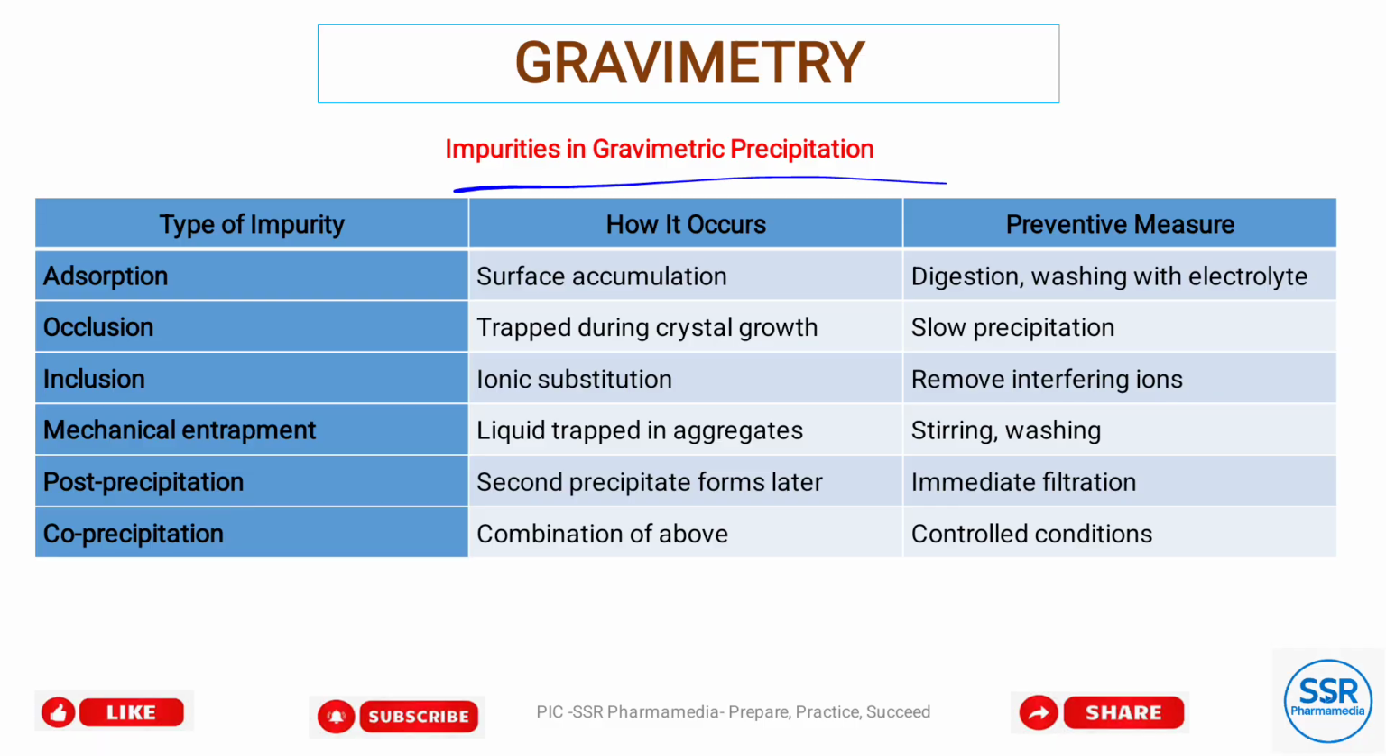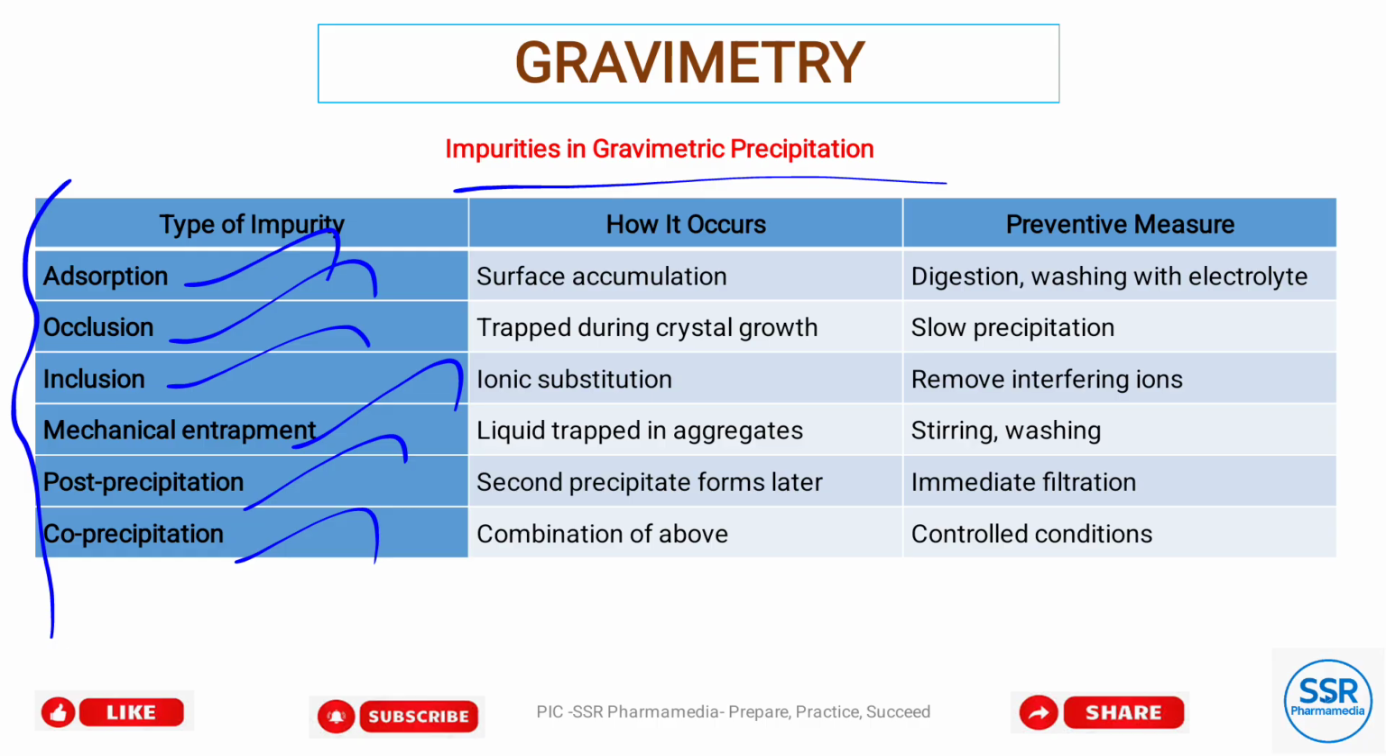So next is impurities in gravimetric preparation. This is a very important topic. The types of impurities are adsorption, occlusion, inclusion, mechanical entrapment, post-precipitation and co-precipitation. These are all very important impurities that occur during gravimetric precipitation. Adsorption occurs due to surface accumulation. If the crystals are there, the impurities may adsorb on the surface of the crystal. So this is called adsorption.